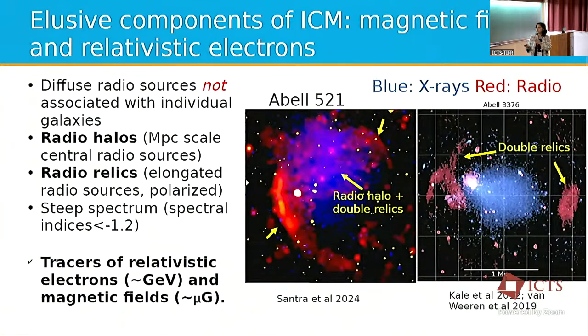Radio halos are centrally located in clusters. Relics are located at the peripheries and are arc-like. In this image, you are seeing Abell 521, which is a system containing a radio halo and a system of double radio relics. And here you are seeing Abell 3376, which is a merging system having two double radio relics. These are typically steep spectrum sources, with spectral index typically steeper than -1.2. And they are tracers of relativistic electrons and magnetic fields in galaxy clusters.